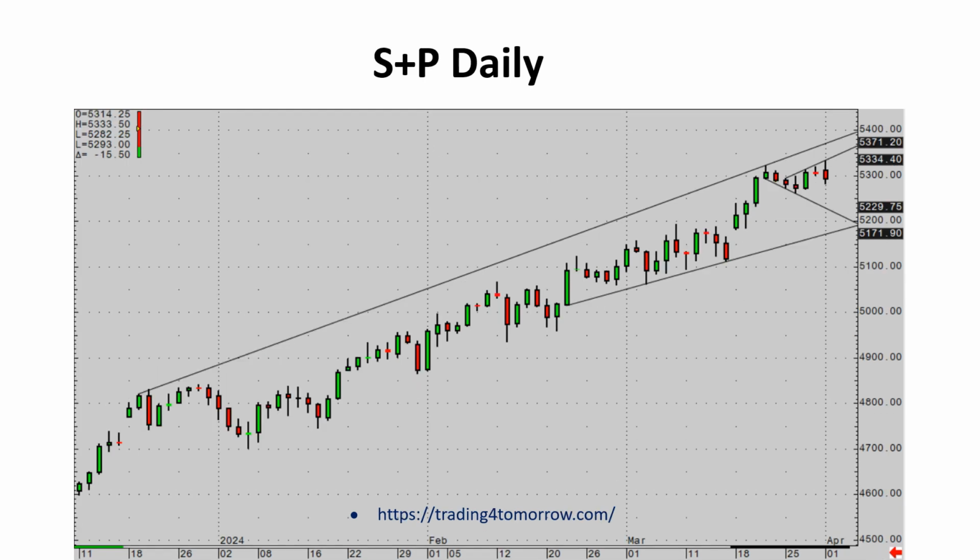Moving on to the S&P, I've got resistance at 5371 and also 5334. Then I've got support at 5229 and 5171. Again, still in that uptrend, but it's going to be testing because of the data this week.